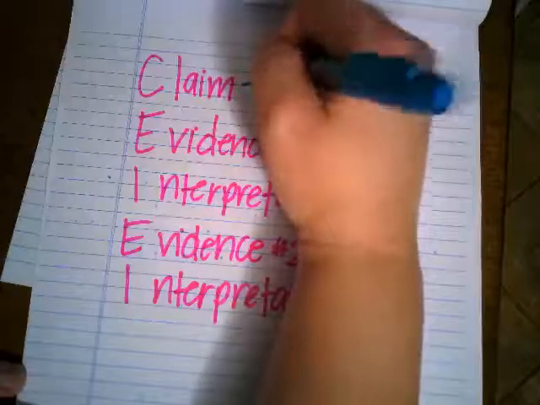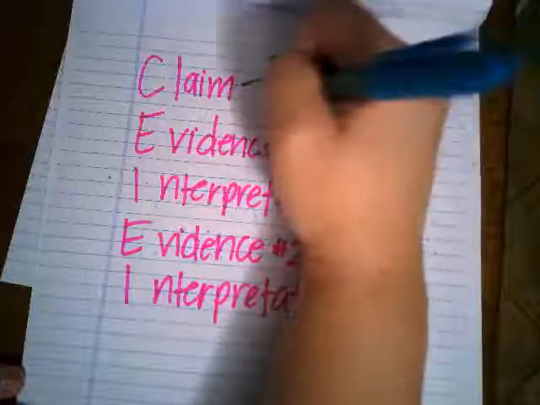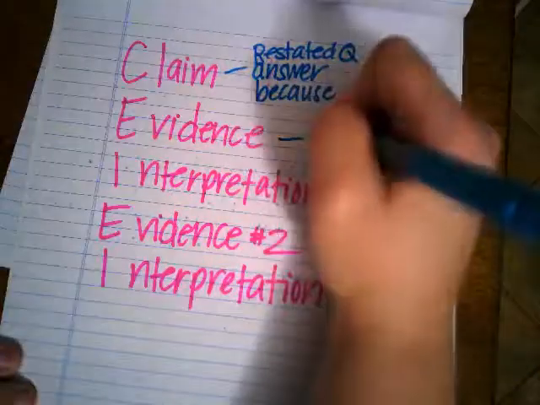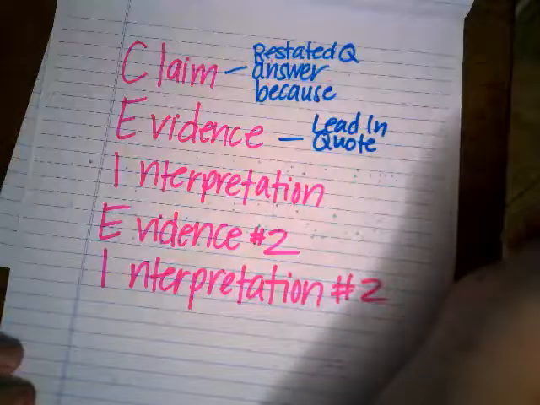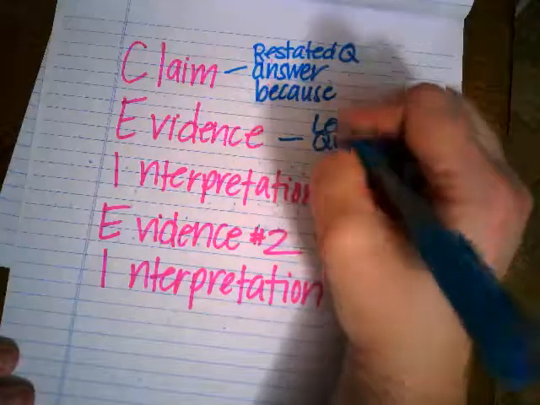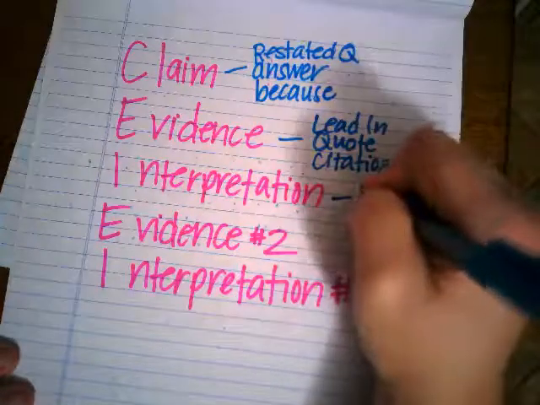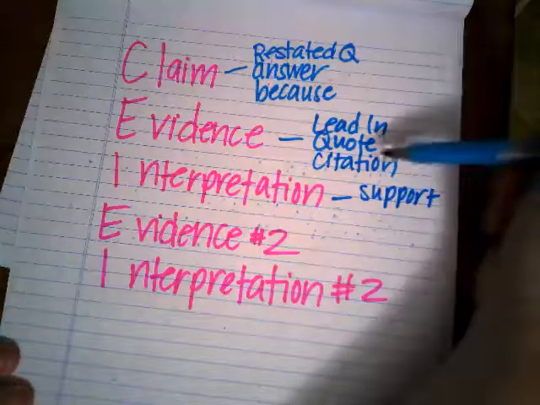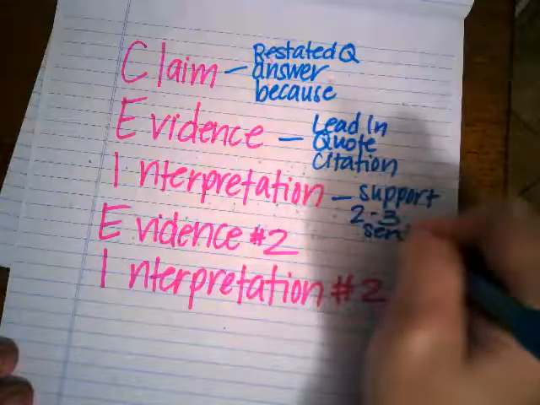And so we know that a claim has your restated question, it has your answer, and it has a because statement explaining your answer. Then your evidence has a lead-in. It has a quote from the text. We do require a quote from the text with CEIEI. And then it will also have a citation. Okay. And then your interpretation is your support. It explains how your evidence leads back to your claim. Because you're just providing a quote here, the interpretation is where you show your thinking. And it's 2 to 3 sentences.